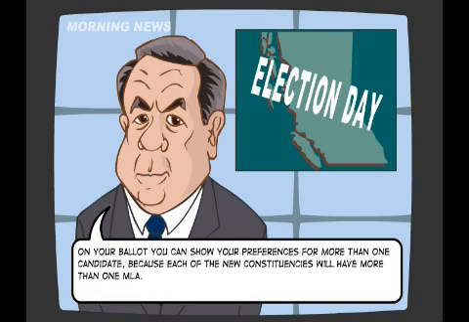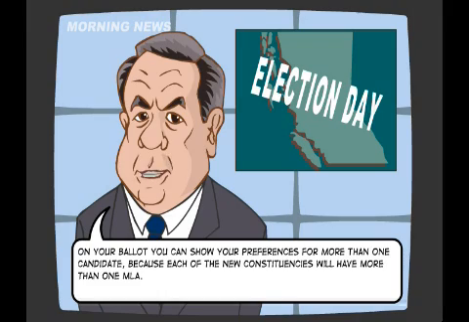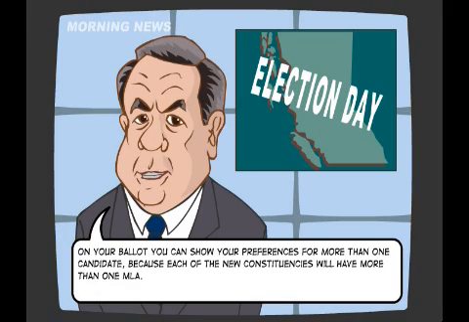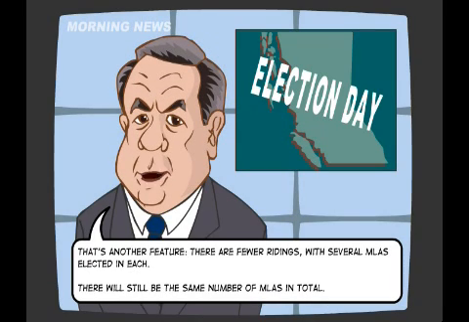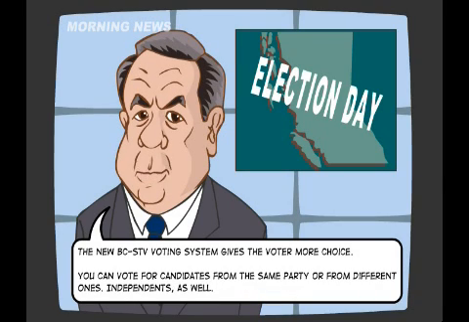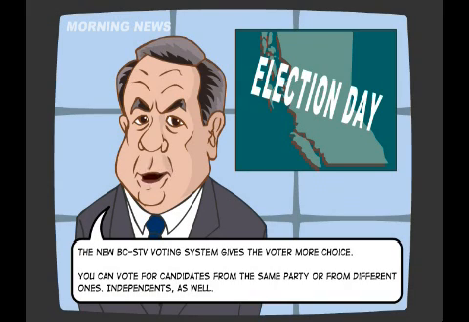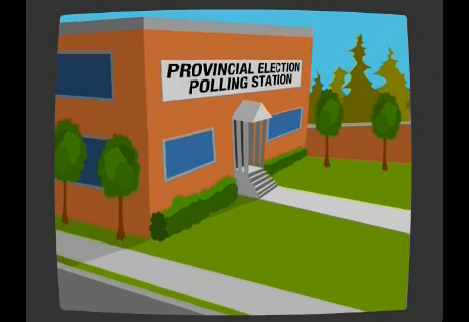On your ballot, you can show your preferences for more than one candidate, because each of the new constituencies will have more than one MLA. That's another feature. There are fewer ridings, with several MLAs elected in each. There will still be the same number of MLAs in total. The new BC-STV voting system gives the voter more choice. You can vote for candidates from the same party or from different ones, independents as well.